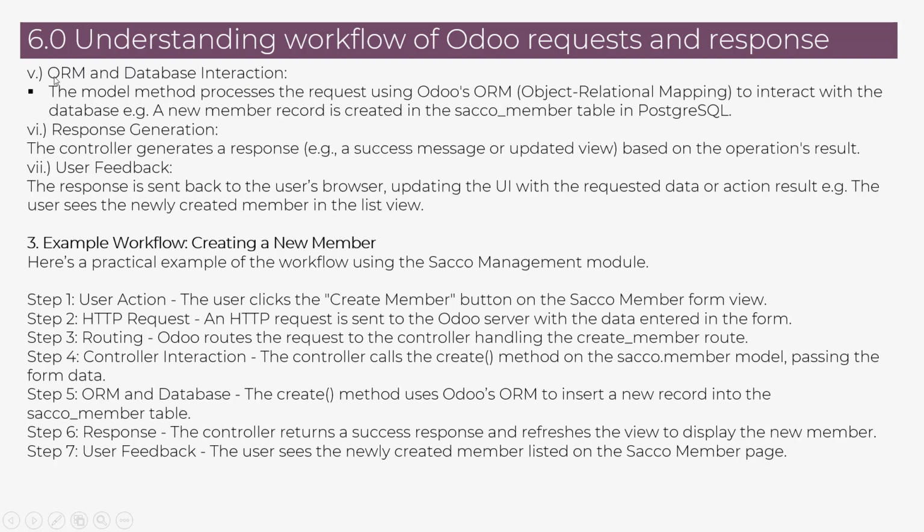Next is the ORM and database interaction. The model method processes the request using Odoo's ORM to interact with the database. A new member record is created in the circle member table in PostgreSQL. Response generation: the controller generates a response, e.g., a success message or updated view based on the operation's result. User feedback: the response is sent back to the user's browser, updating the UI with the requested data or action result, e.g., the user sees the newly created member in the list view.